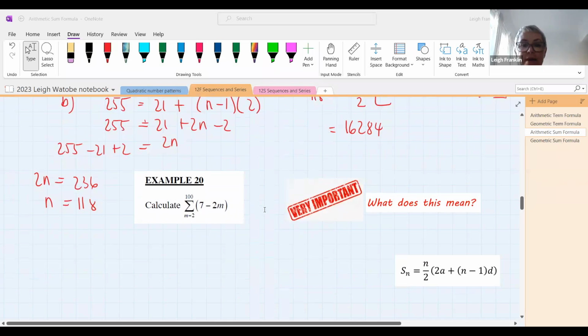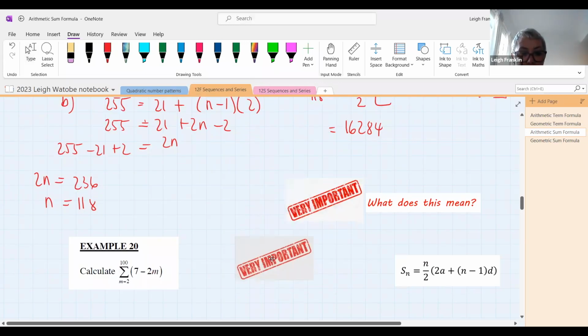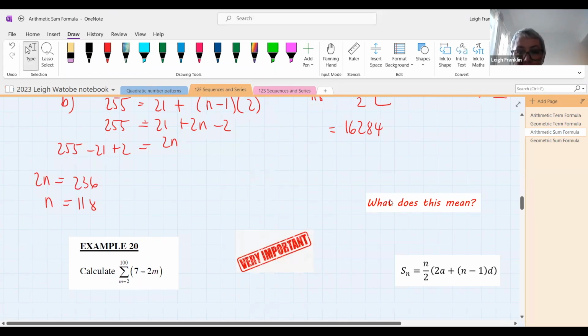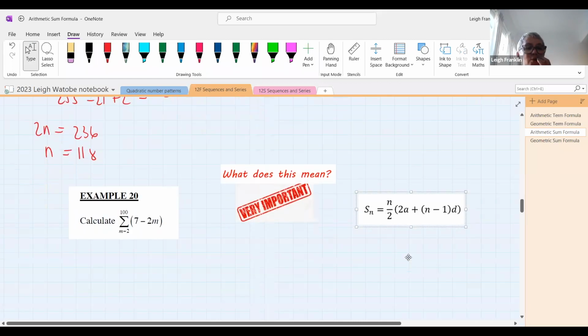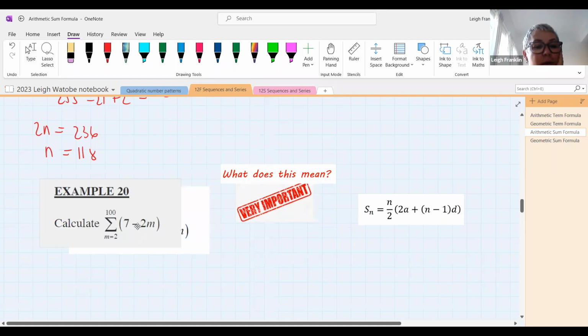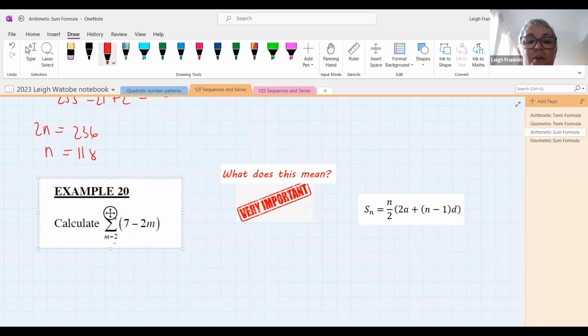Okay, so let's go on and have a look at something else that is a little bit more difficult. In example number 20, they ask us to calculate, and they give us this weird looking E symbol. So that's why I've put here, this is very important.